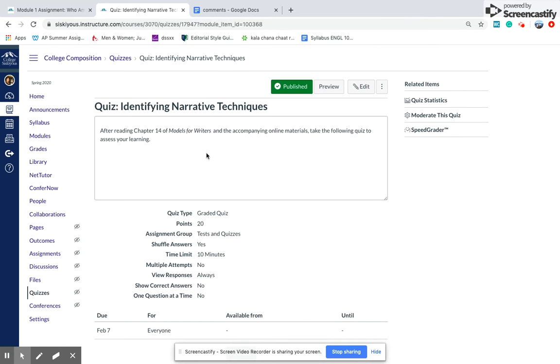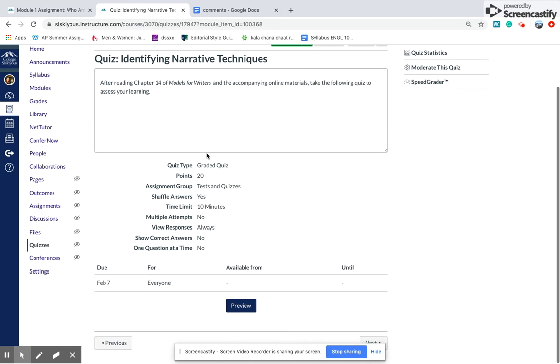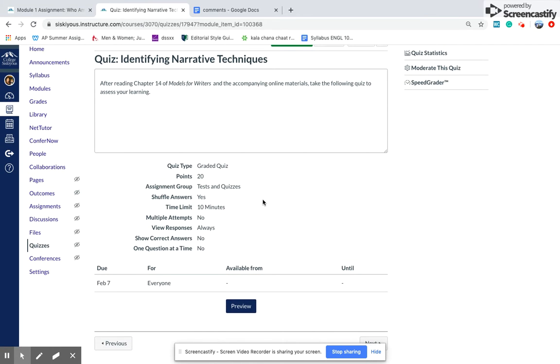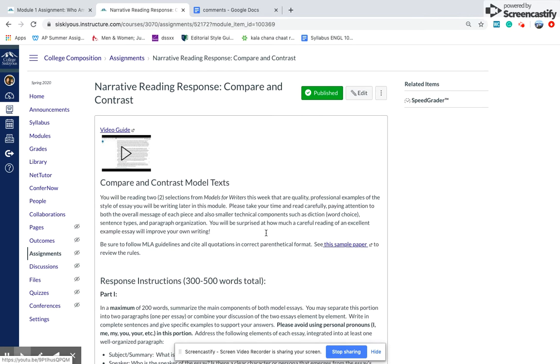Your quiz is on chapter 14. It is timed to 10 minutes, so you are welcome to use the book as usual. Just don't do the reading as you take the quiz because you'll probably run out of time, but feel free to consult it, have it open, have your pages open, no problem. And that, I believe, is due by Friday.